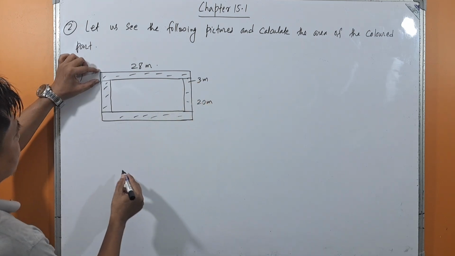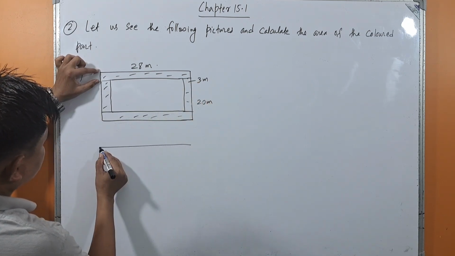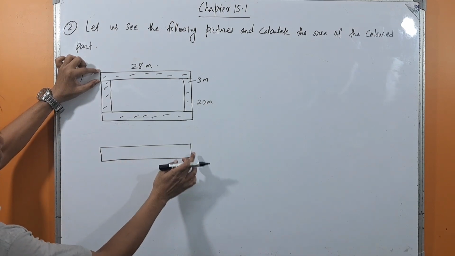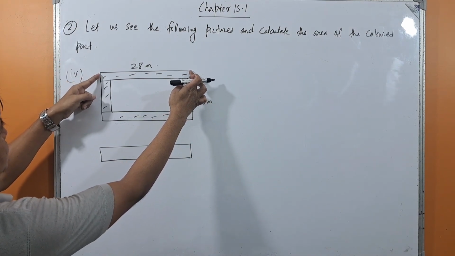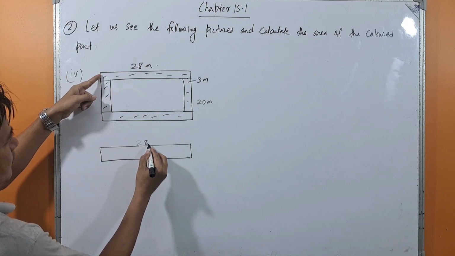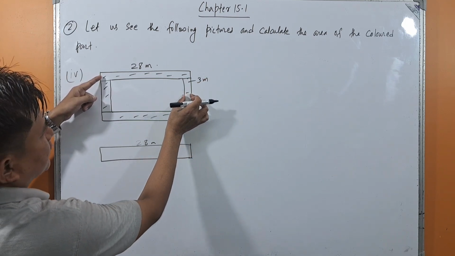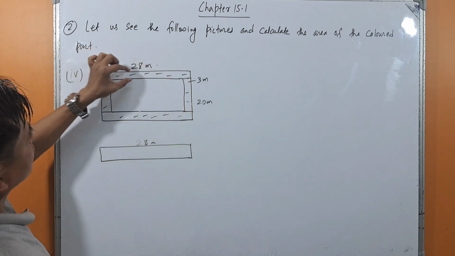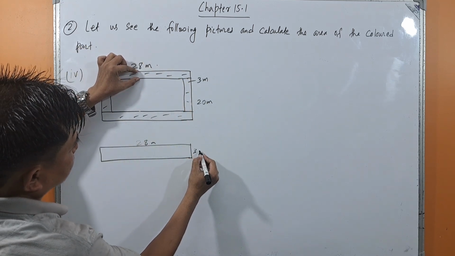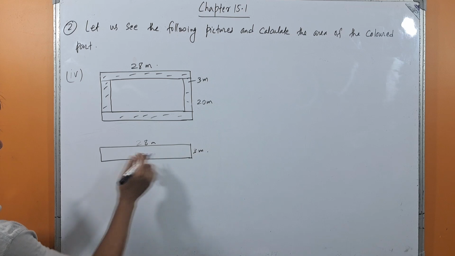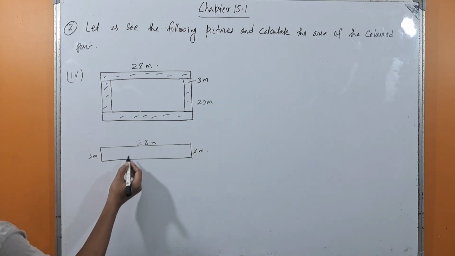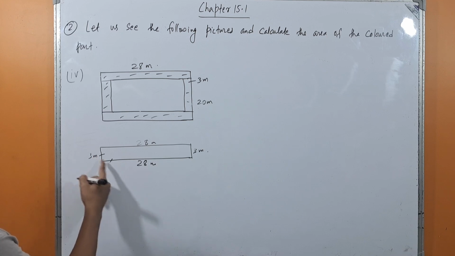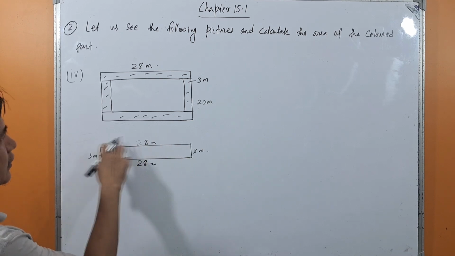So we can see a small but long rectangle here on the top, and the length of this rectangle is 28 meter. Width is 3 meter, and the width is the same throughout. This 3 meter means this is also 3 meter, and this 28 means this is also 28 meter. We can multiply these two adjacent sides and get the area of this rectangle.